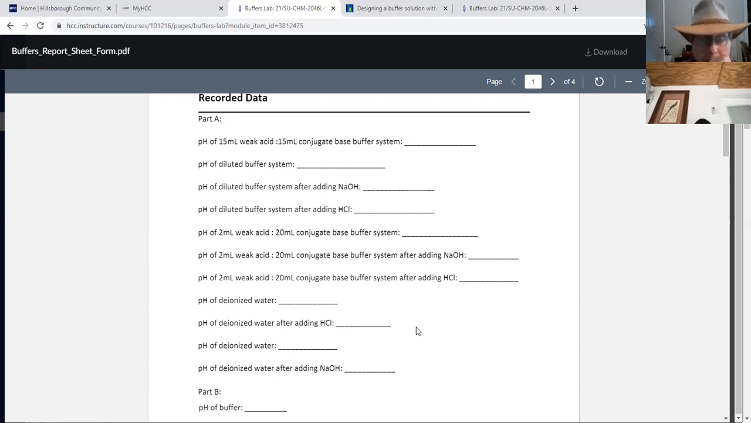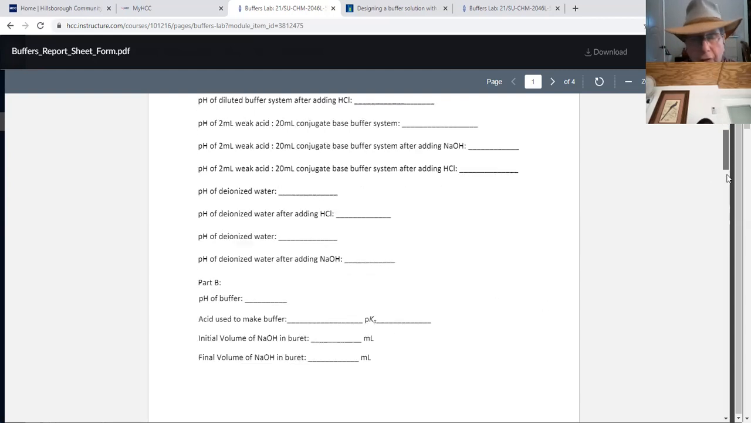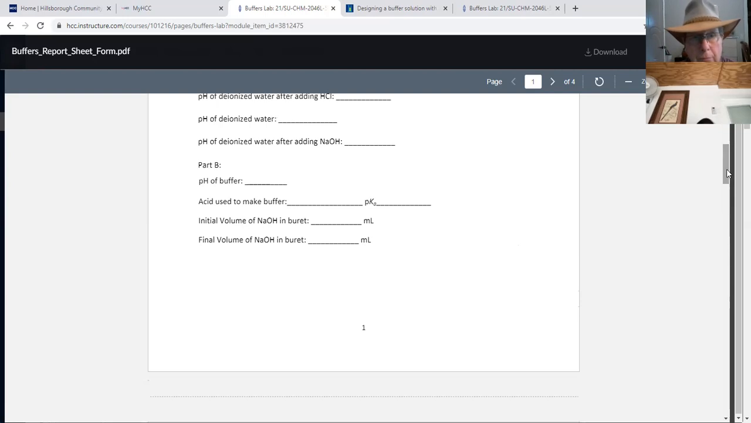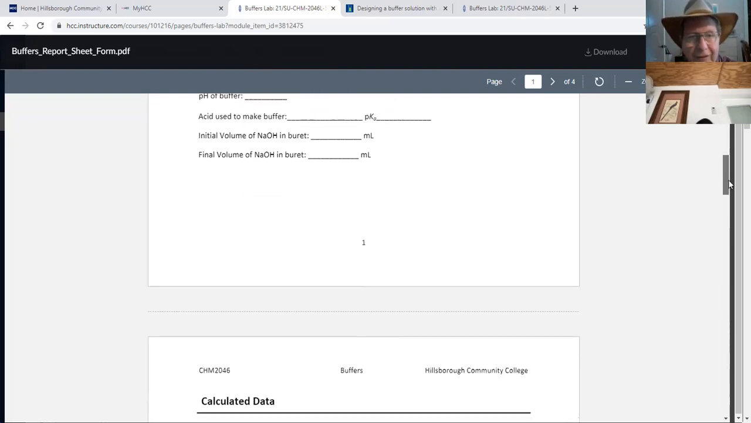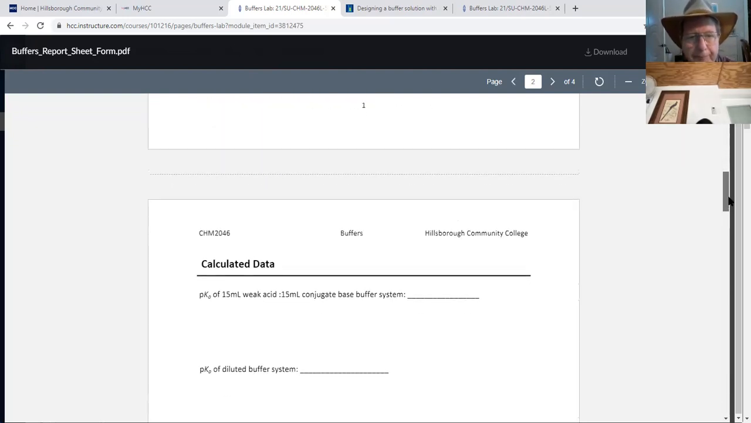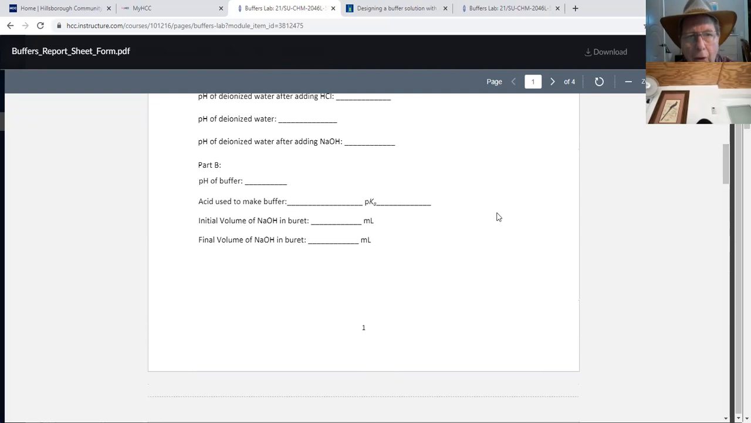I think I'm not as worried about this part as I'm worried about the second part. Did you understand what we went through? I don't think I was there. What I forgot to say is what you're going to do once you predict the amount of base you're going to need, you're actually going to do the titration. And that's going to be the longest part of this lab. The second part? In part B, okay.